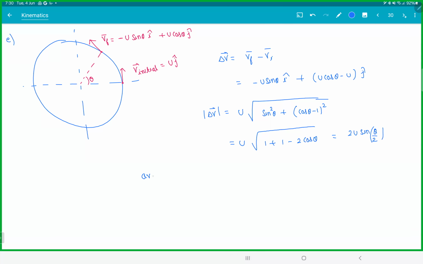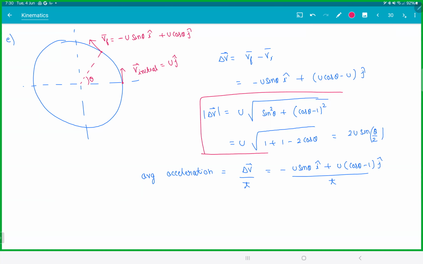So what is average acceleration? Change in velocity vector by time. So just dump it there. This is a useful result, right? A standard result.